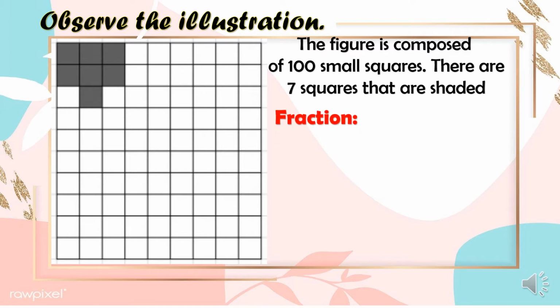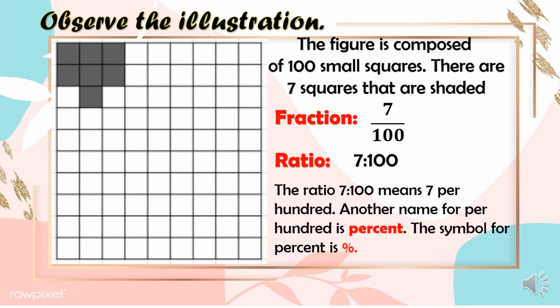That means if you are going to make it in fraction, that is equivalent to 7 divided by 100 or 7 hundredths. In ratio, it is 7:100. The ratio 7:100 means 7 per 100. Another name for per 100 is percent. So the symbol for percent is the one like this.